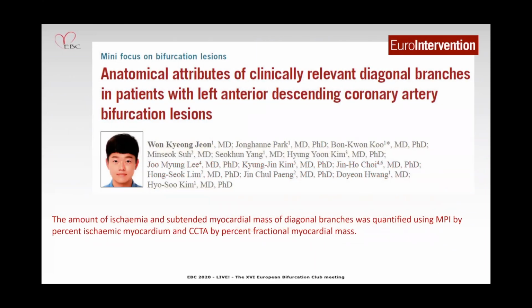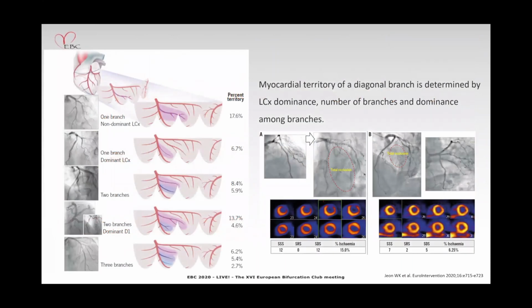So this is a great anatomical paper, where the authors investigated the anatomical attributes of clinically relevant diagonal branches by using MPI and computed tomography. So what they found was that the myocardial territory supplied by the diagonal branch is determined mostly by the circumflex dominance, and also by the number of branches and the dominance among the diagonal branches.